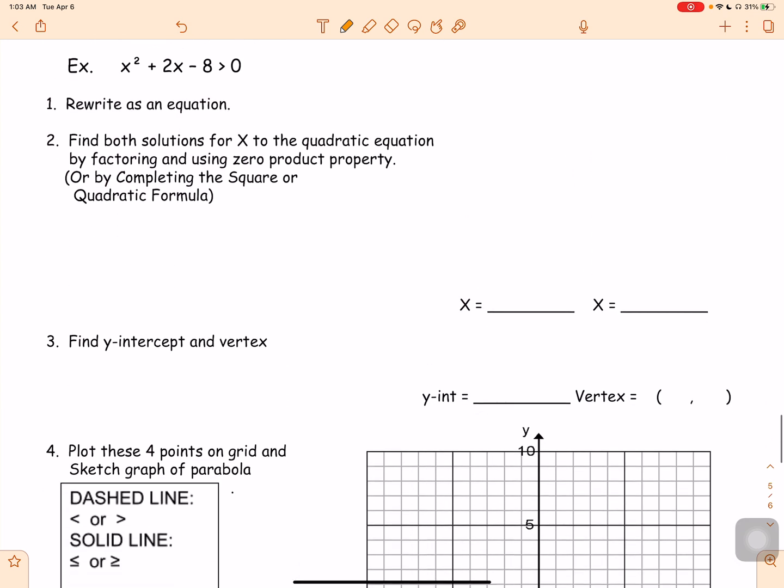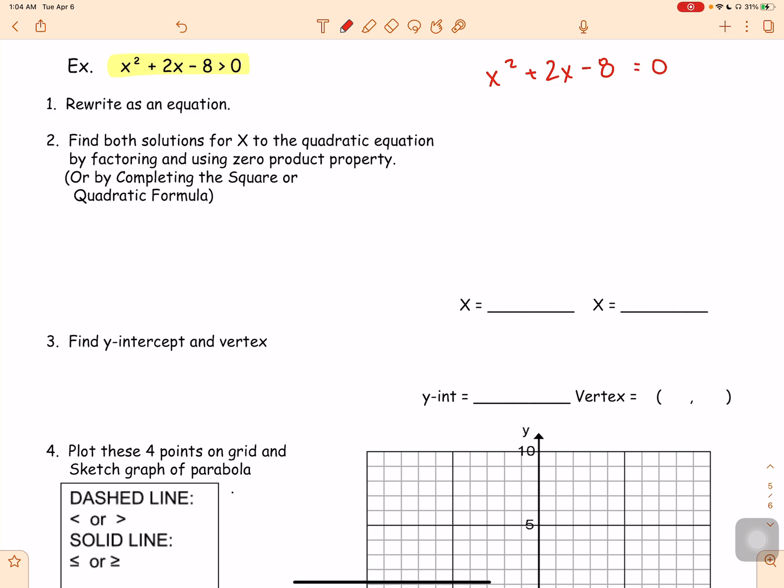All right, here we go. So we have x squared plus 2x minus 8 is greater than 0. First, let's go ahead and solve it, okay? So just to clarify, this is our equation. I want to see if it's factorable so I can solve for some x-intercepts. So I have x squared plus 2x minus 8 equals 0.